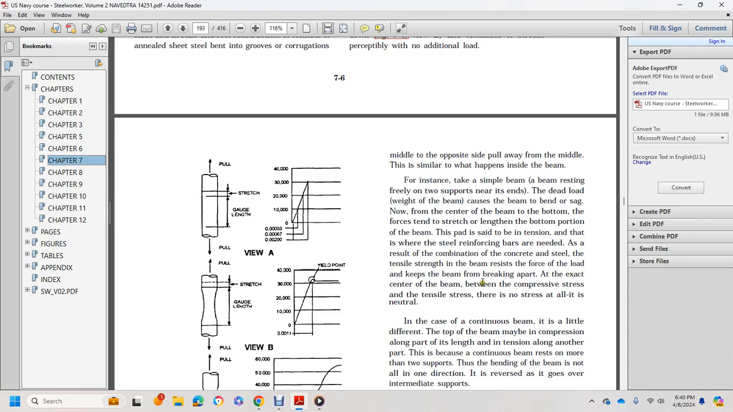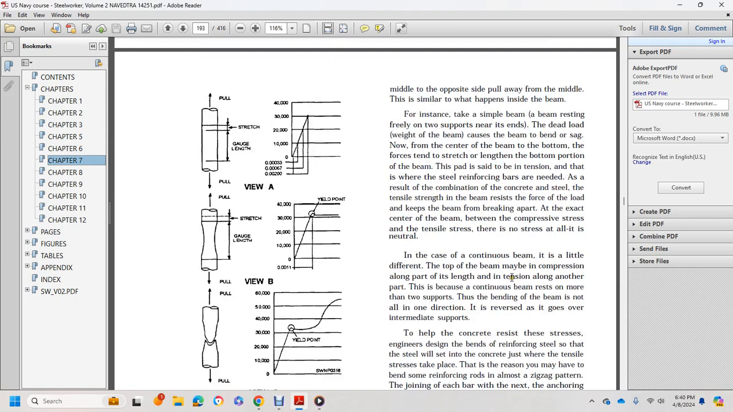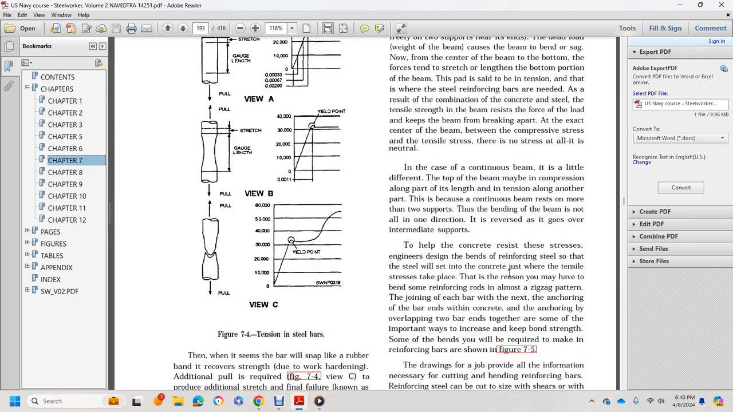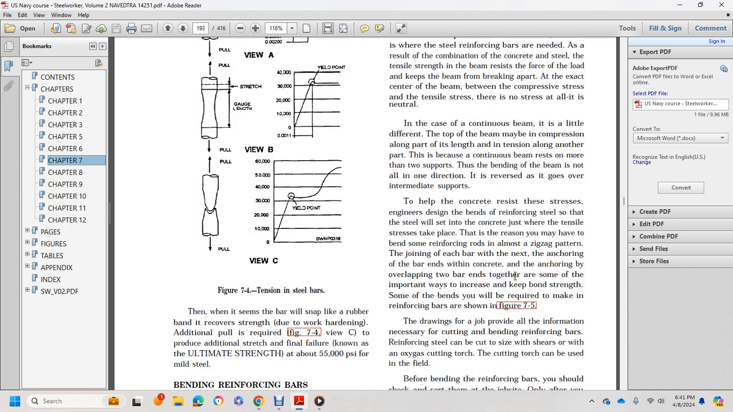At the exact center of the beam, between the compressive stress and the tensile stress, there is no stress at all. This is the neutral axis. In a continuous beam, the situation is a little different. There may be compression along part of the length and tension along another part of the beam that continues over the supports. The bending of the beam is not all in one direction. It reverses and goes over the intermediate support.